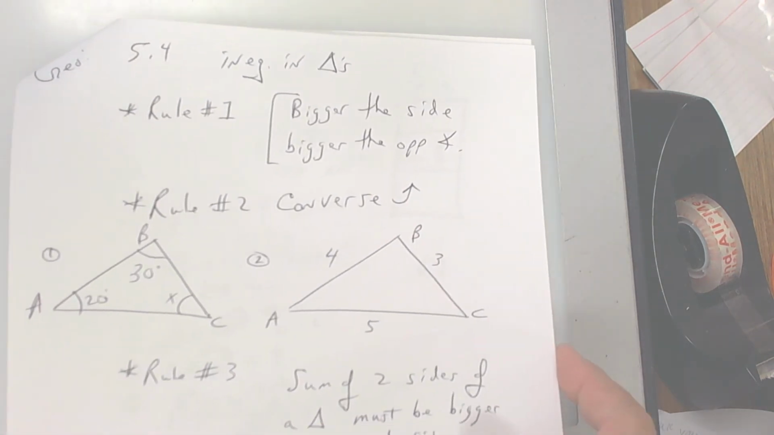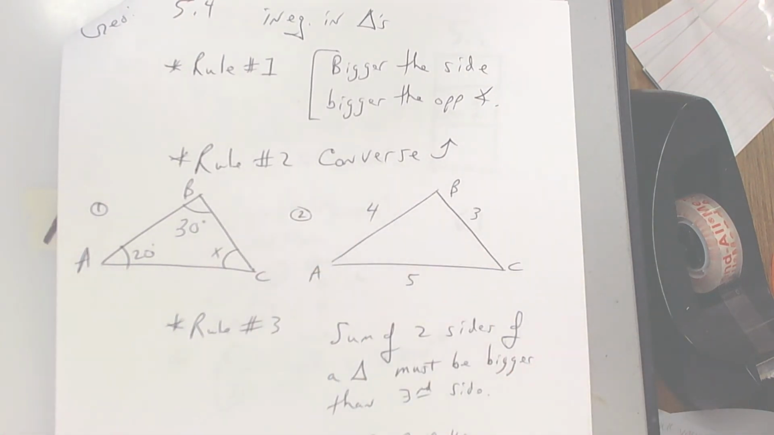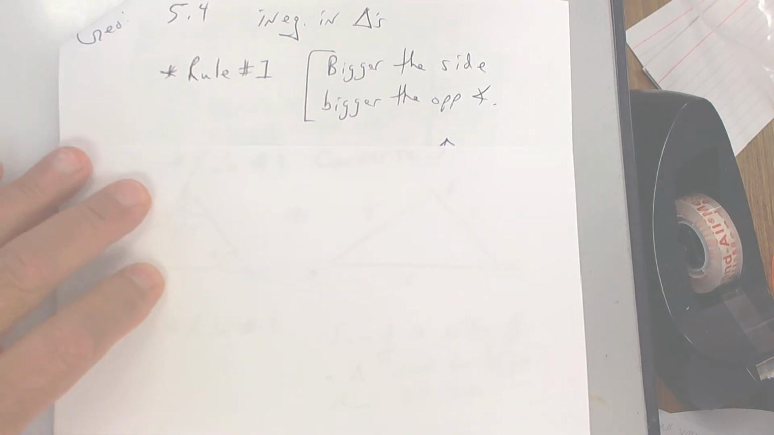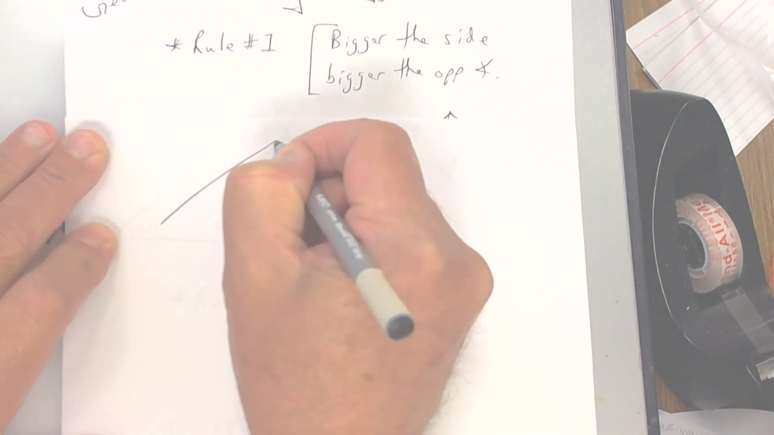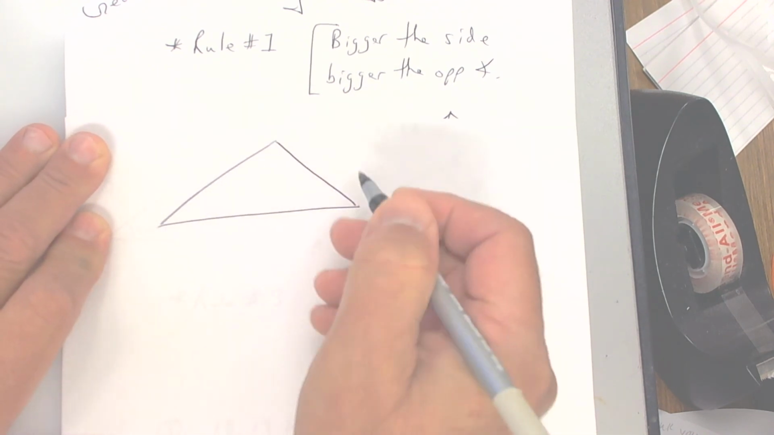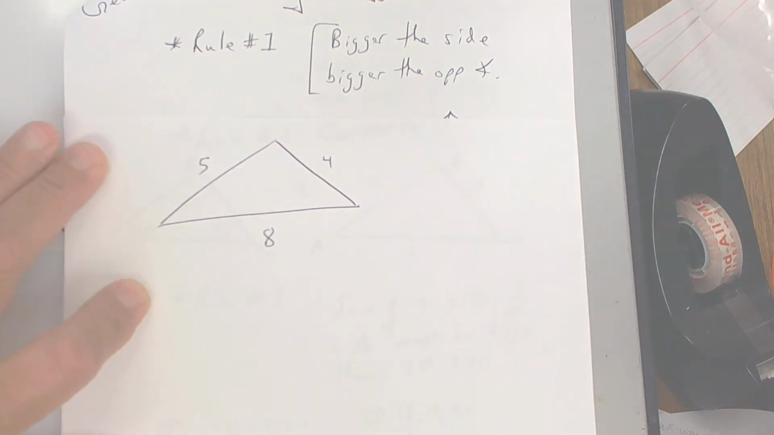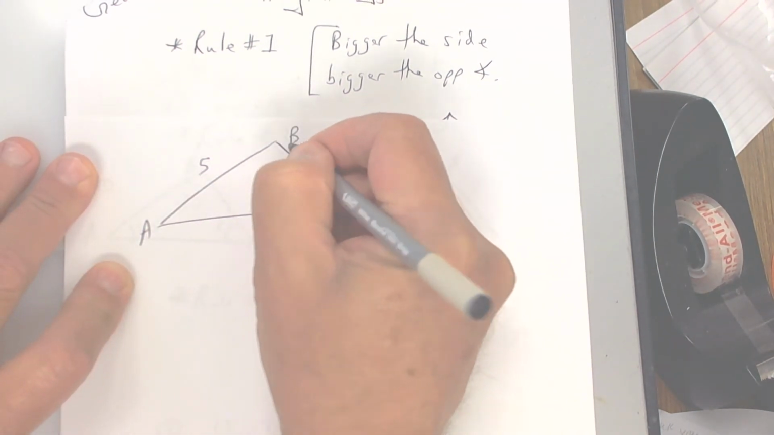So put 5.4 on a neat sheet of paper and copy all of that down. All right, let's take a look at some of these rules here. Rule number 1, the bigger the side, the bigger the opposite angle. So draw this triangle and make the sides 5, 4, and 8, and then label it A, B, C.